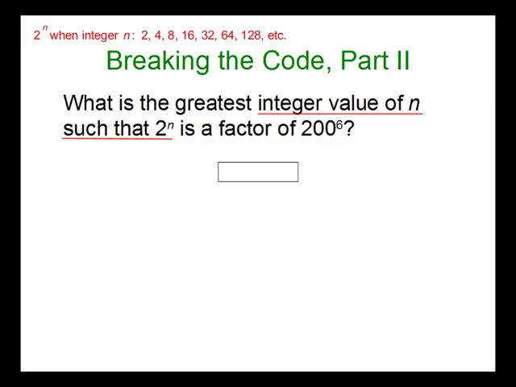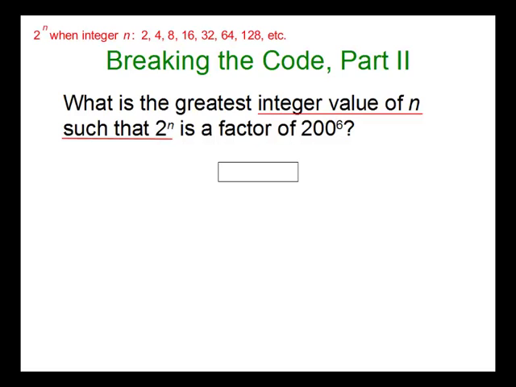I always find it helps to think about what those actual numbers would be. If n is an integer, let's just look at positives. 1, 2, 3, 4, 5 for the exponent, and pretty soon you're writing down a list of the powers of 2. Okay, why didn't they just say that? What is the greatest power of 2 that is a factor of 200 to the 6th? That's what they're really asking.